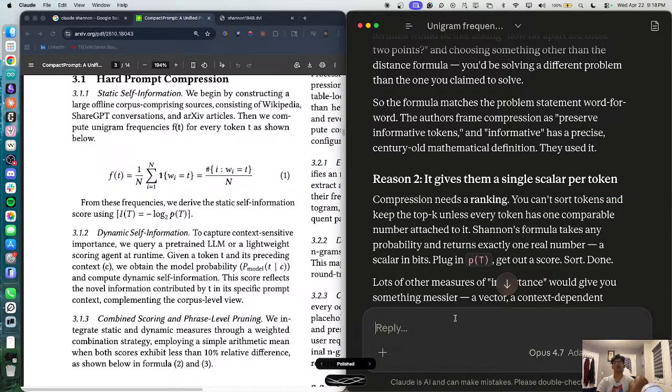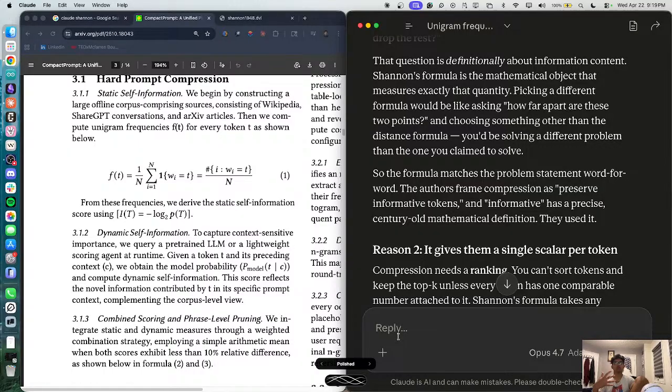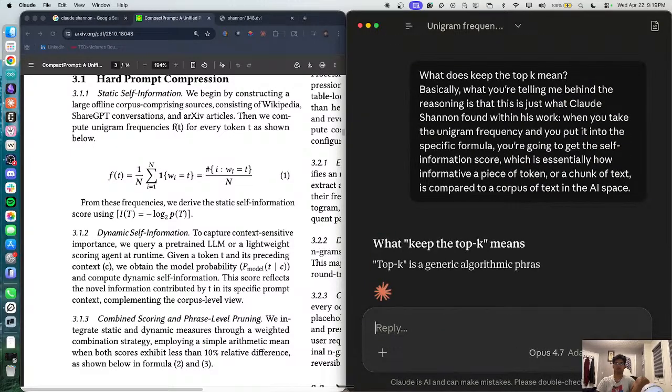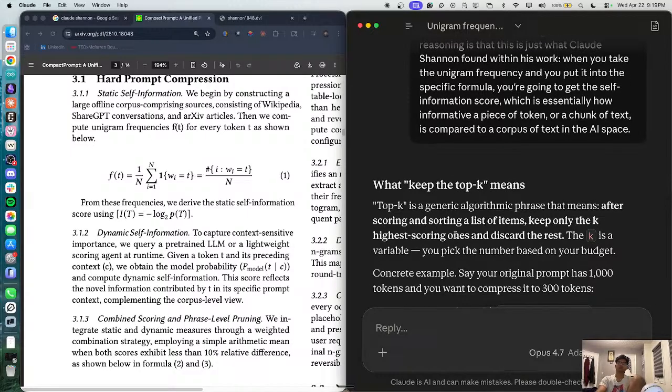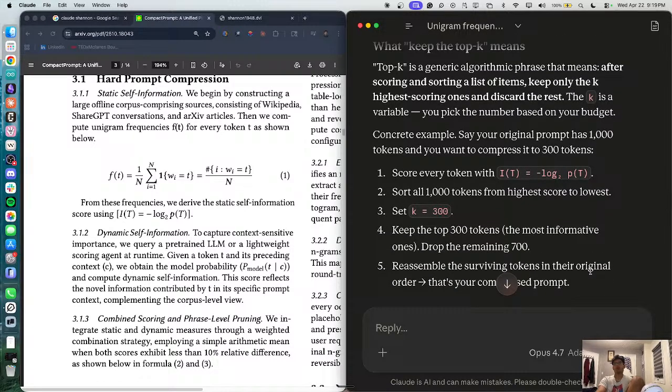What does keep the top K mean? And also, basically, what you're telling me behind the reasoning is that this is just what Claude Shannon has found within his work: when you take the unigram frequency and put it into the specific formula, you get the self-information score, which is essentially how informative a token is, or a chunk of text, which is a token in the AI space, compared to a corpus of text. So you keep the top 100 tokens.